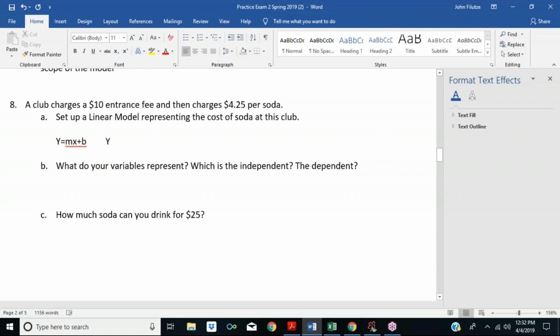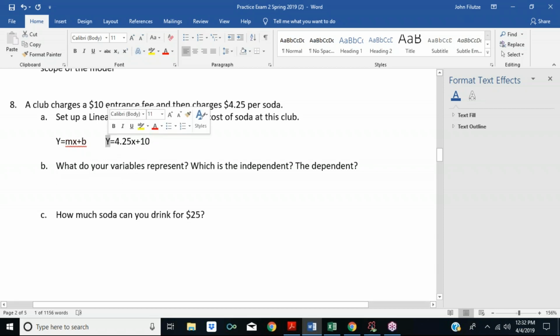So in this case, y equals, what do you think? The slope, the rate of change. Well, whenever you see per, that's indicating that's where the change is. It's $5.25 for each soda, so for each x. And then the starting amount is the entrance fee. You only pay that one time. So there's the model. So the variables, y represents the total cost, x represents the number of sodas that you purchase. X is the independent variable, and y is the dependent variable.